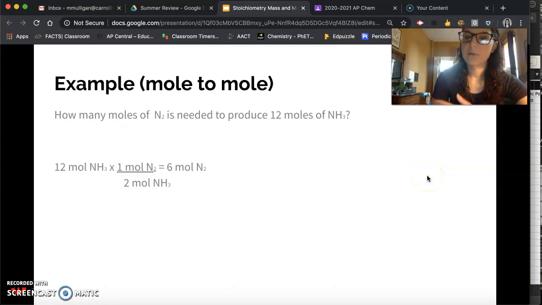So here we're given an example where we are given moles of something and we want to find moles of something else. How many moles of N2 is needed to produce 12 moles of NH3? 12 moles of NH3 is our known, so that's where I'm going to start. My unknown is how many moles of N2. Given my balanced chemical equation, I have 1 mole of N2 per every 2 moles of NH3. So if I take that, my moles of NH3 will cancel out. I'm left with moles of N2. 12 times 1 is 12, divided by 2 is 6. So 6 moles of N2 are needed.